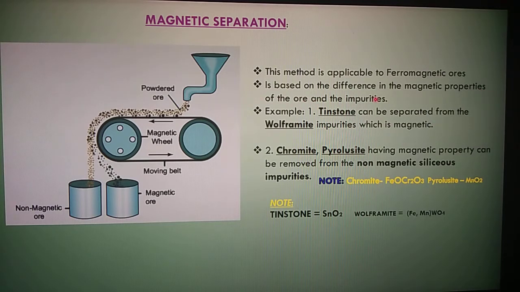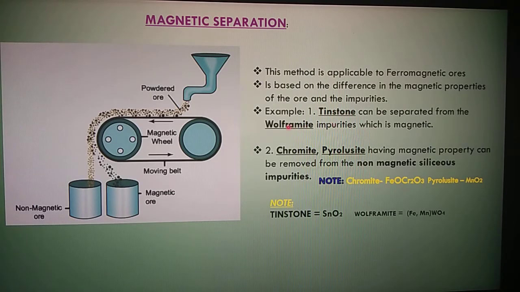Okay. In our textbook, I have two examples. The first example is tin stone. This is the ore of tin metal. When we get tin stone ore from the earth's crust, the impurity, as we already know, is siliceous matter, and also wolframite. It is an impurity that may be present in tin stone ore. So the tin stone ore contains wolframite as an impurity.